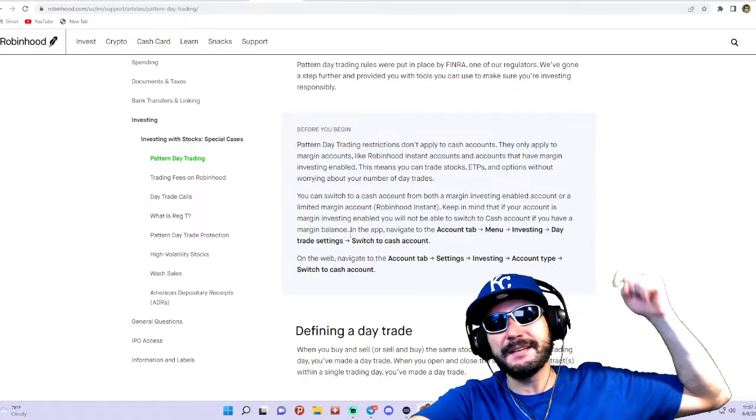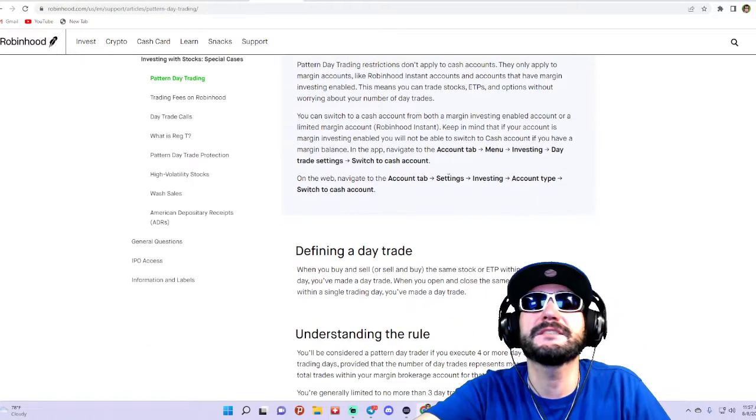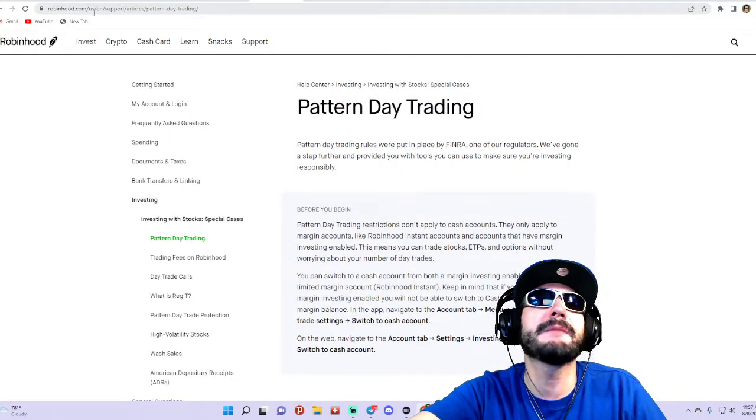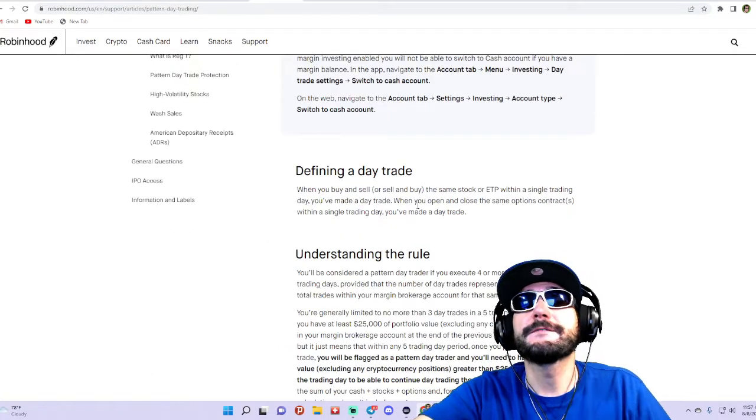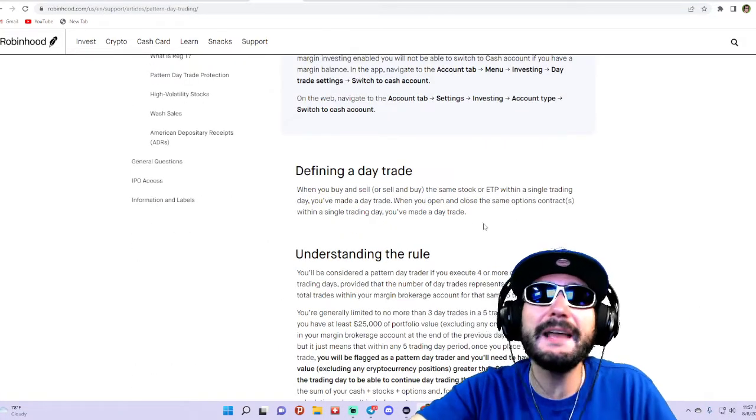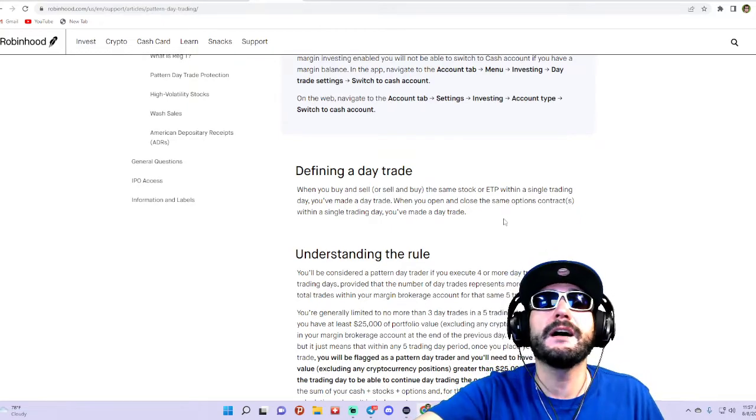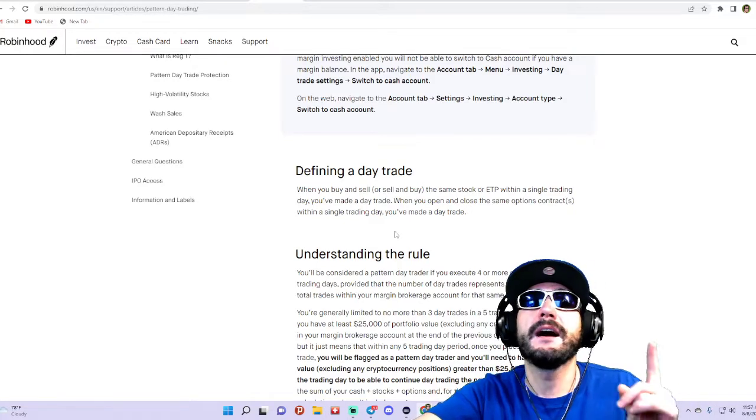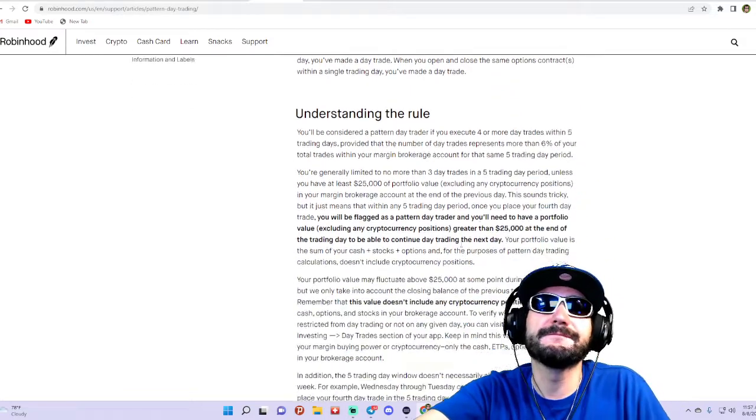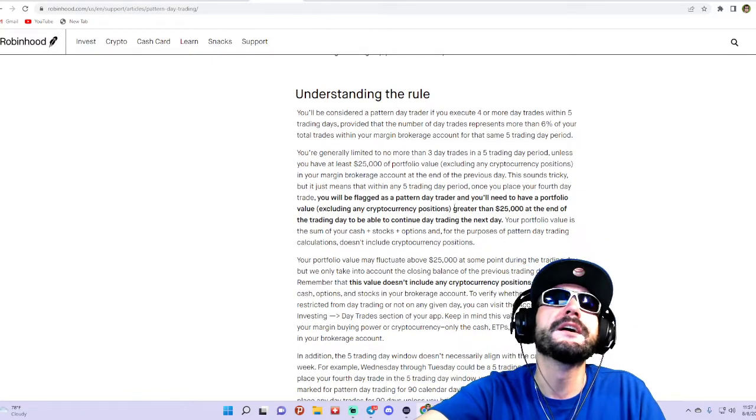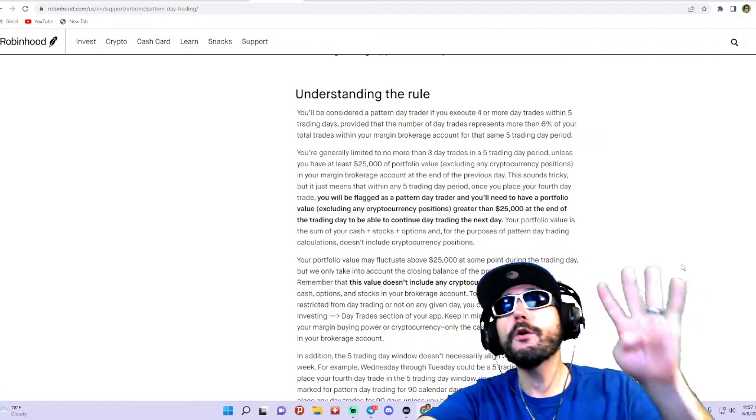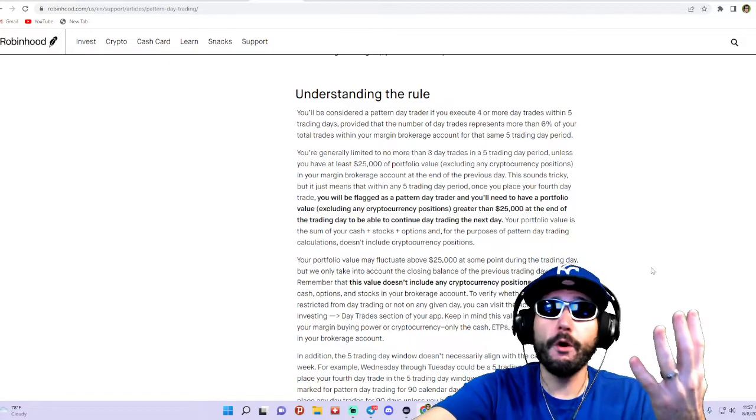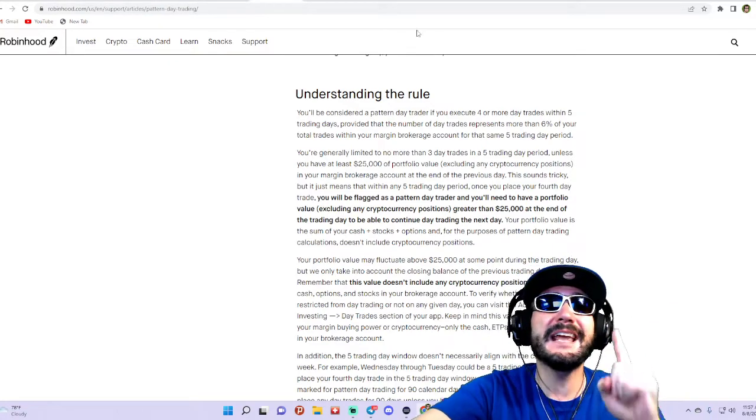Like I said, I'll send you all the info down in the description box so you can find this. This is basically right on Robinhood's website, robinhood.com, on their support page. Defining a day trade: when you buy and sell the same stock or ETP within a single trading day, you've made a day trade. When you open and close the same options contract within a single trading day, you've made a day trade. It's very important that you understand those rules. You'll be considered a pattern day trader if you make 4 or more day trades within 5 trading days. If you make 4 or more, you're going to get labeled as a pattern day trader.